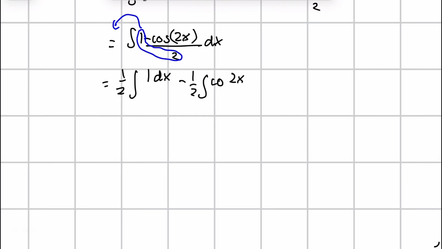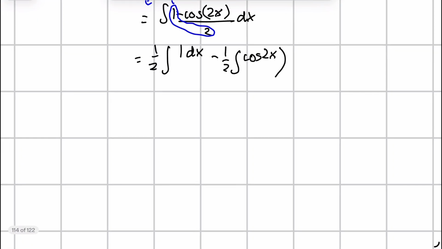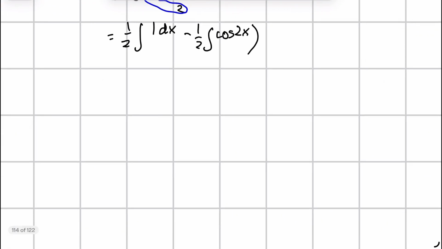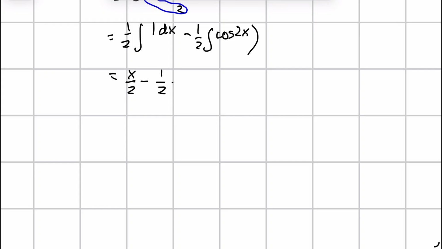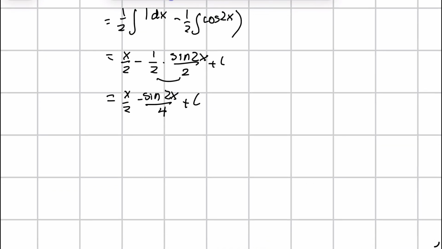So that's just us distributing that 1/2 to each of the terms on the inside, because we had a 1 on the inside, and we also had a cosine 2x on the inside. So basically what we can do next is just write that as x over 2 minus 1/2 times sine 2x over 2 plus c, and then you can just multiply those 2's. You get x over 2 minus sine 2x over 4 plus c. So this is when simple u sub does not work.